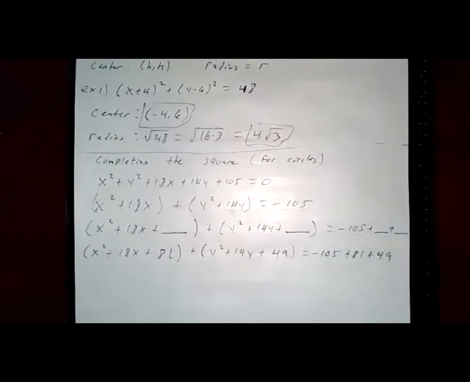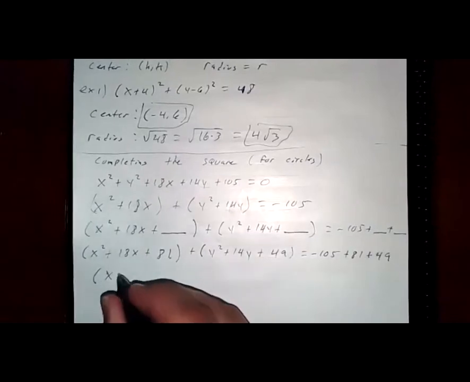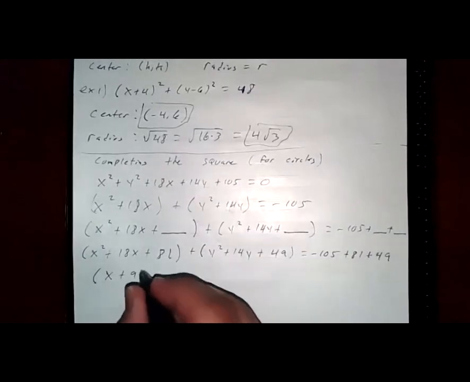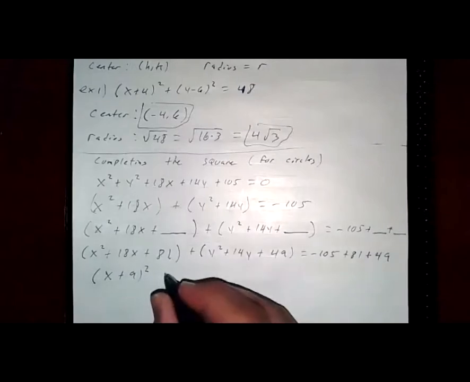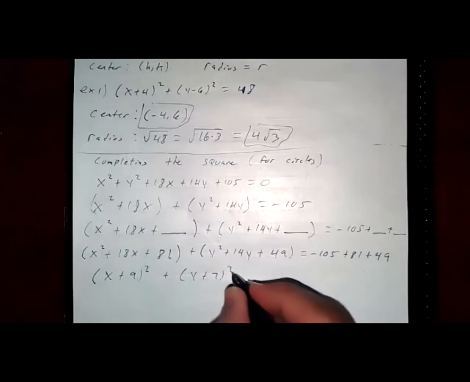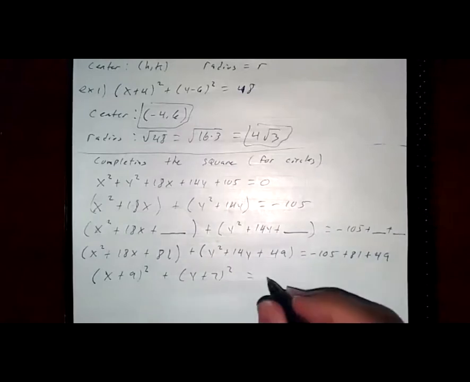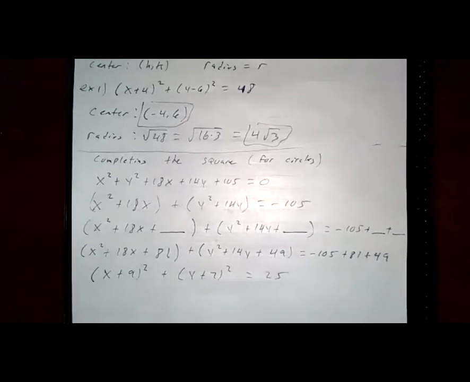All right, so when you try to factor this, it's going to factor into a perfect square. X plus 9 squared. This will factor into y plus 7 squared. Add up all this garbage, you should get 25. So now it's a standard circle equation.